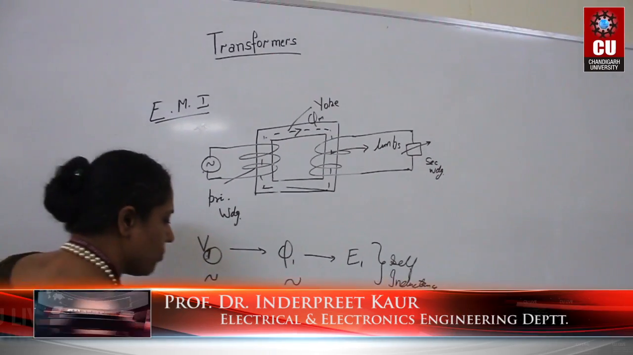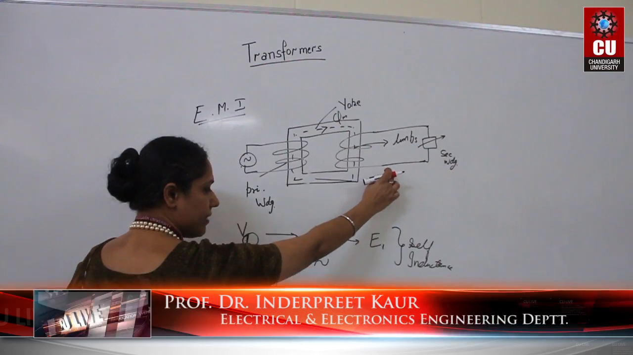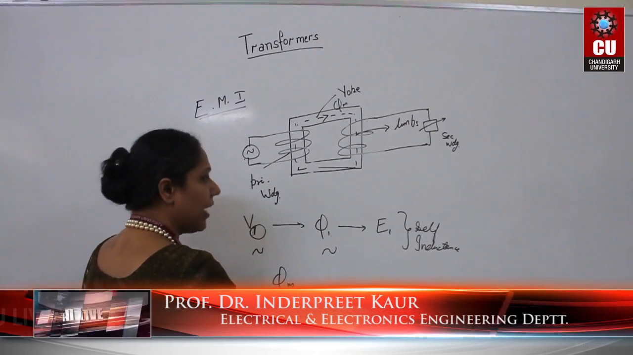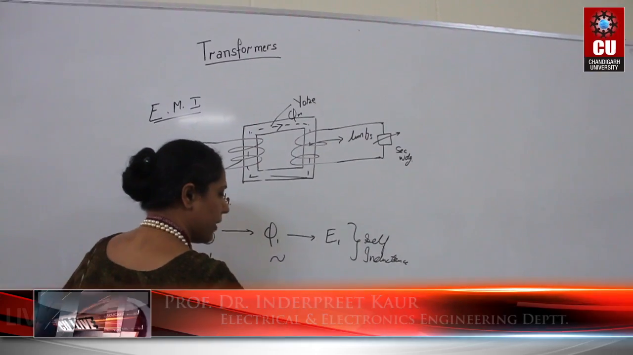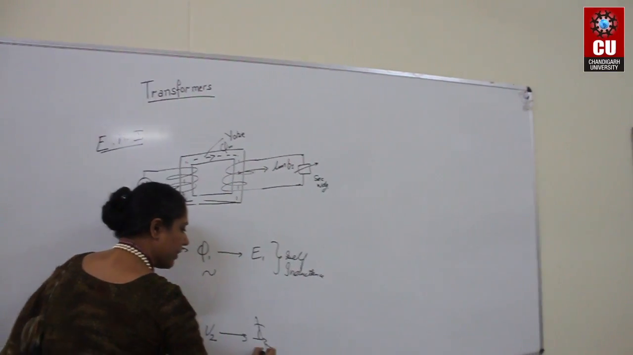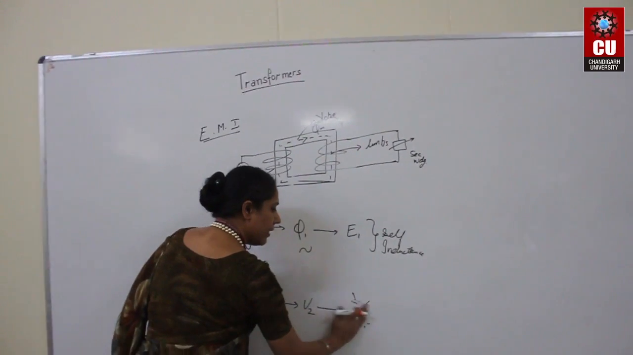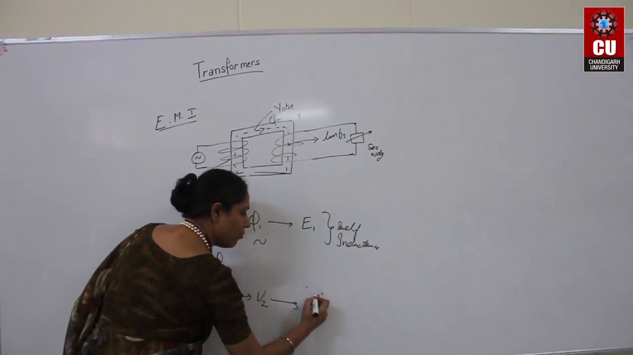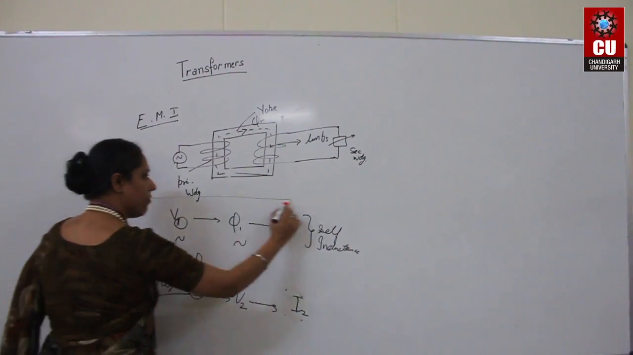Due to this E2, V2 has been produced in the terminal voltage. This is the terminal voltage V2. When the circuit is open or when there is no load, then I2 is 0 in this case. But when load is there, then we have the I2 flows in this circuit. So this is the basic working of a transformer.